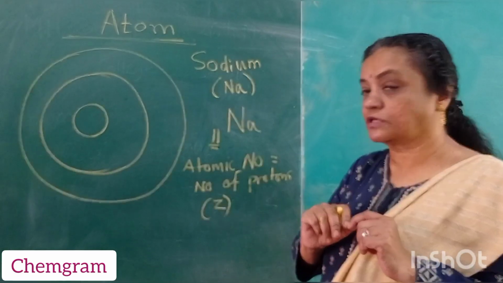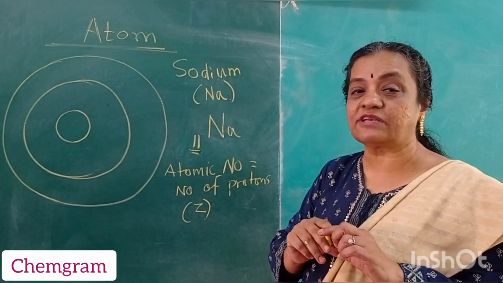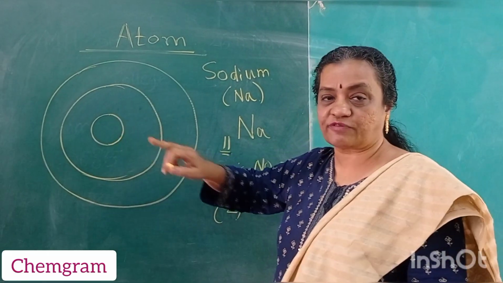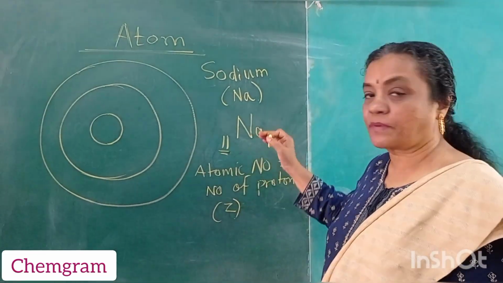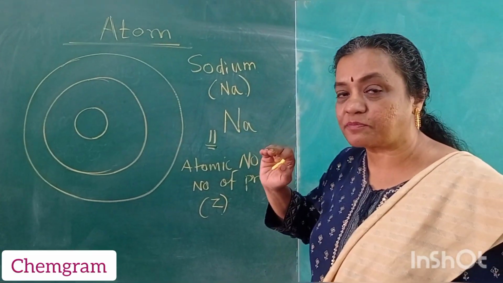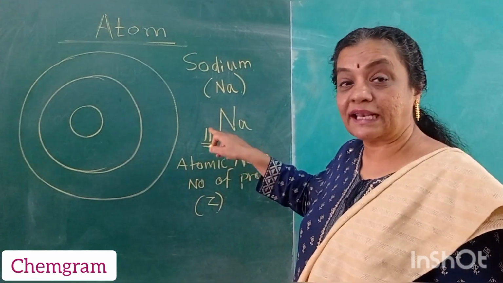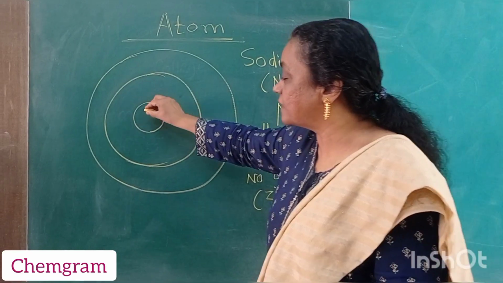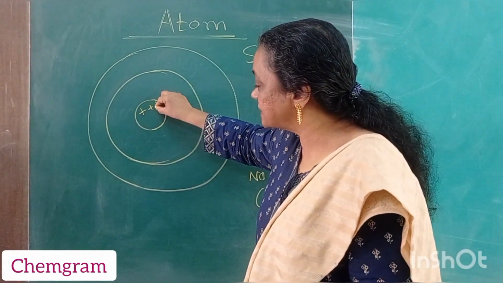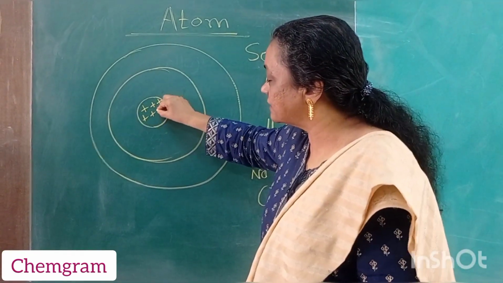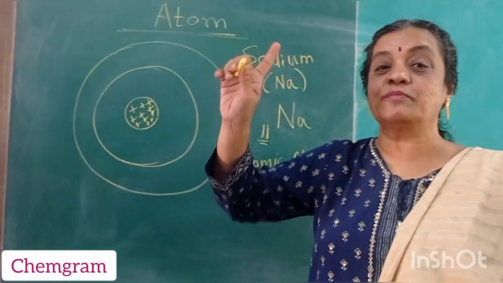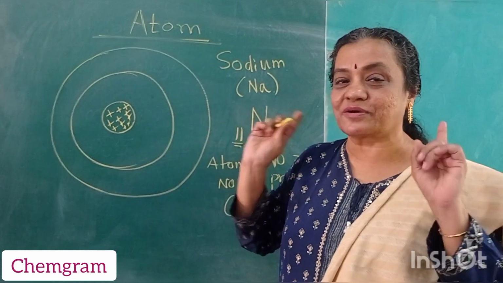Now what are protons? Protons are positively charged particles present inside the nucleus of an atom. So in sodium atom, how many protons are there? Let us repeat once again. There are 11 protons. That means 11 positive charges inside the nucleus. Remember, 11 positive charges inside the nucleus.